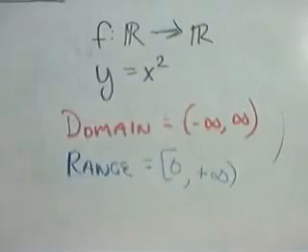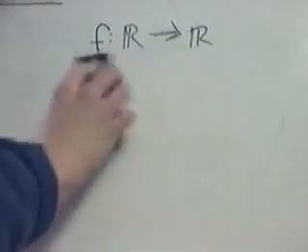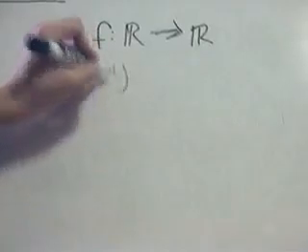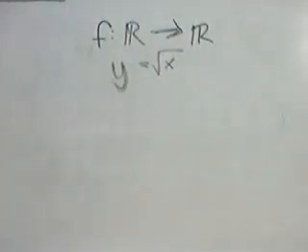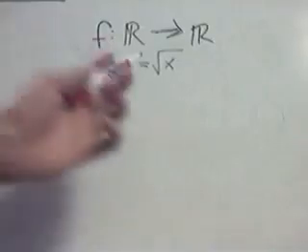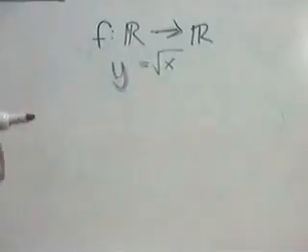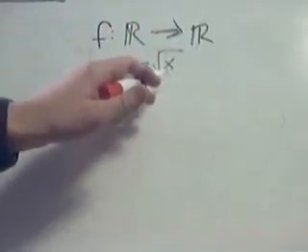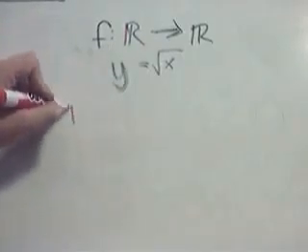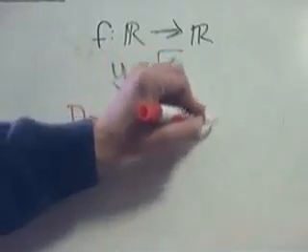Now, domains can change if we change the sets on which a function is defined. Let's take, for example, the function given by y equals the square root of x. In this case, the domain is not all real numbers, because if we were to put negative 1 in here, the square root of negative 1 is not a real number, it's imaginary. Therefore, the only ones that will produce real numbers are those for which x is positive or 0. Therefore, this time the domain is from 0 to positive infinity.